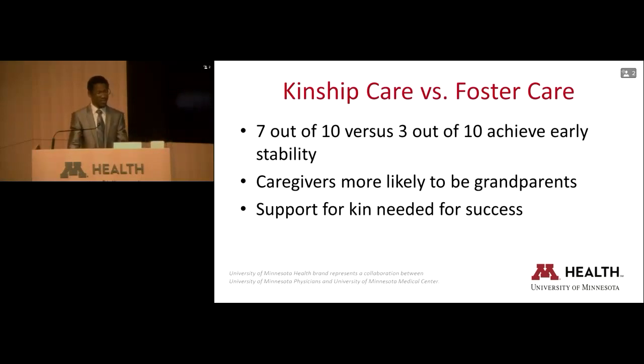But the interesting thing was that 7 out of 10 of the children involved with the kinship care system were able to achieve early stability. And early stability basically means that this child is able to stay in a home for longer than 90 days, gets to start school, and becomes a part of a community instead of moving from home to home before finally settling in one place, which sadly happens in many cases of foster care because of various reasons.